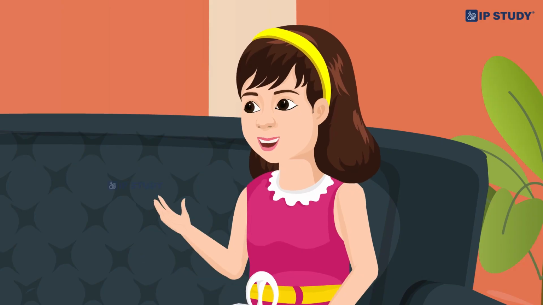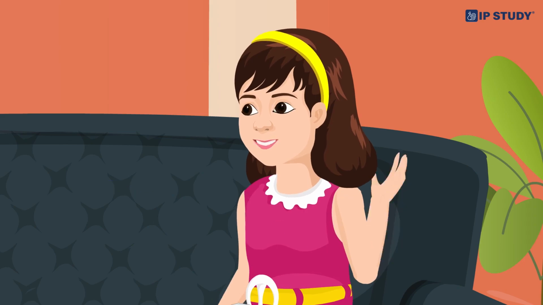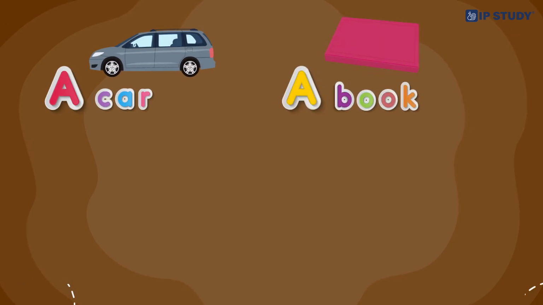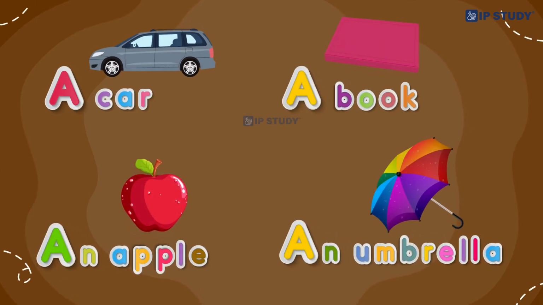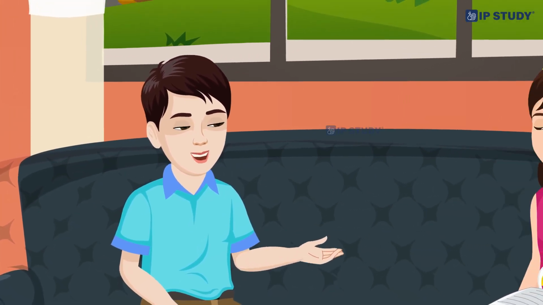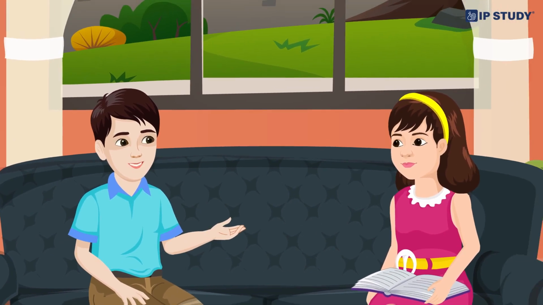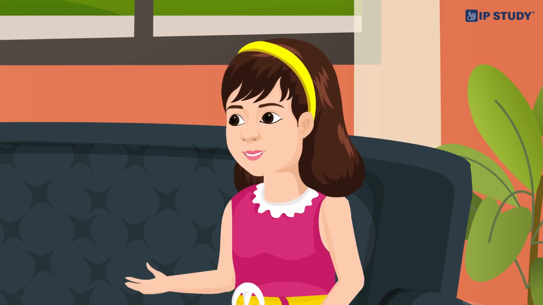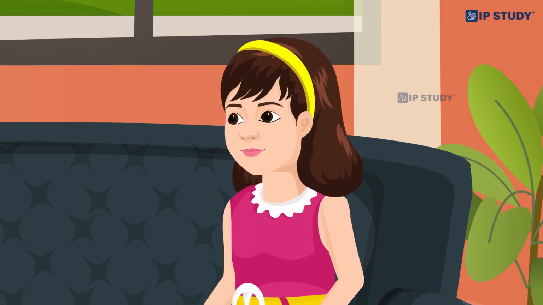A and an mean one. A and an are placed before countable nouns in the singular number. A car, a book, an apple, an umbrella. So, we don't put a or an before an uncountable noun, like "give me a water" or "she has a water." Yes, you're right, Akshit.